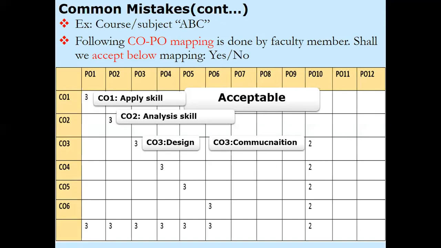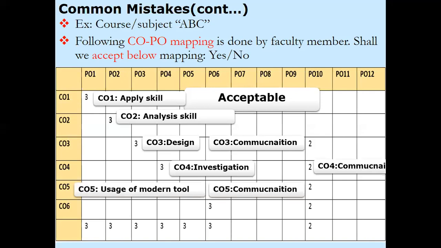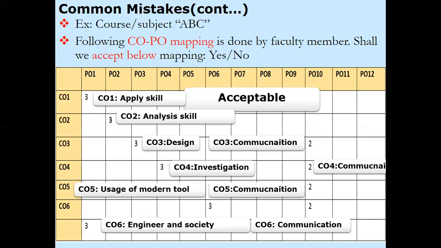I already told that, see, for PO1 to PO4, the CO PO mapping has to be done one to one. If you see here, this example will follow. CO4 he has written based on the investigation as well as communication skill. CO5 they have written on the usage of modern tools and communication skill. CO6 is written based on the engineering, societal and communication. Like that, if you're writing, this can be acceptable.